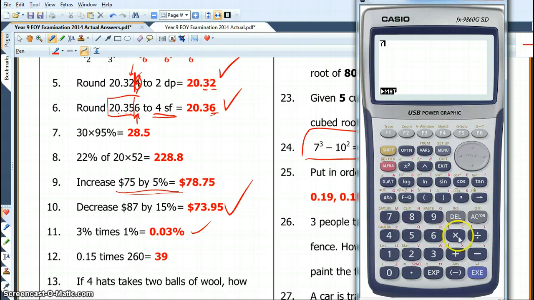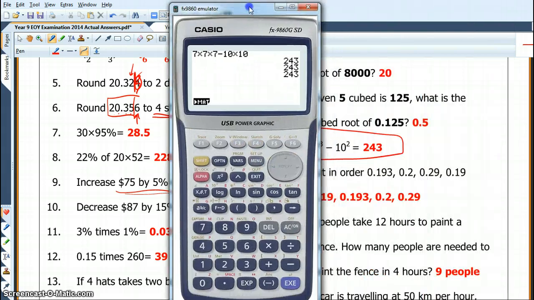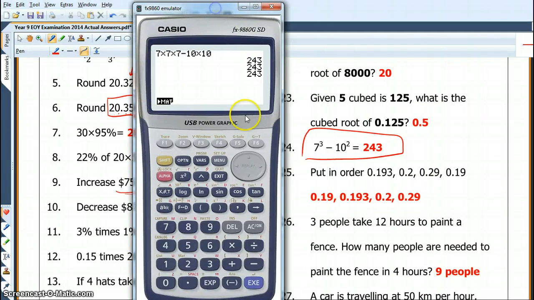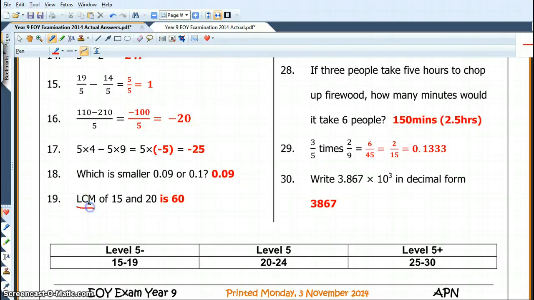So you could go 7 times 7 times 7 minus 10 times 10. Or you could go 7 to the power of 3 minus 10 squared. Just depends on your calculator. Same answer. What's LCM? Lowest common multiple.